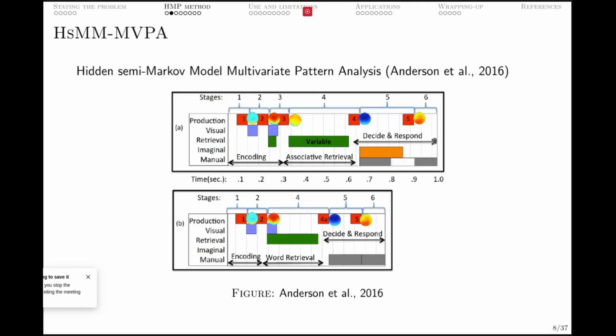So HMP, or hidden multivariate pattern method, comes from the hidden semi-Markov model multivariate pattern analysis. It's a very long name. That's a paper by John Anderson and colleagues in 2016. They applied it to EEG, but also to MRI before. And the idea was, so I don't know if you're familiar with John Anderson, but he is the creator of ACT-R, which is a cognitive model where you have different operations that can be used by participants to solve a task, right? So it's a theoretical cognitive model. But they have these different steps in the way participants resolve a task.